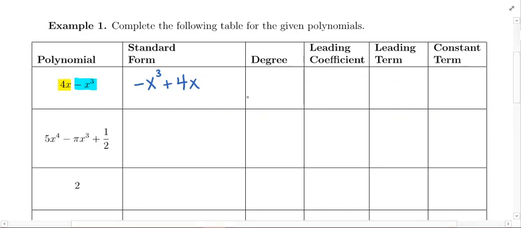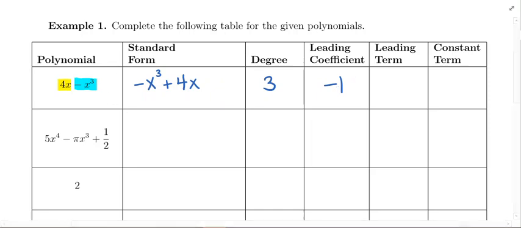The degree here is 3 because the highest power of x is 3. The leading coefficient, that's the number in front of the highest power of x. Well, the highest power of x is 3, and so the number in front of x cubed is negative 1. So that's the leading coefficient.